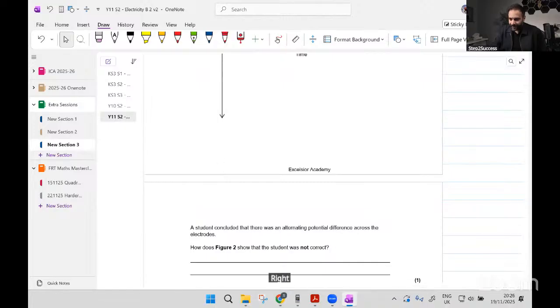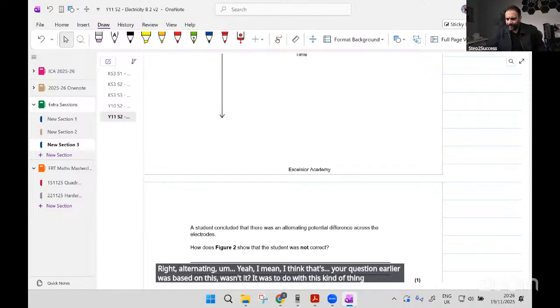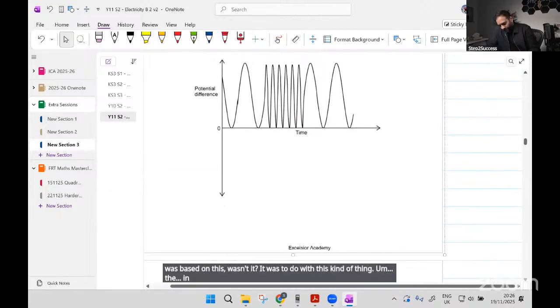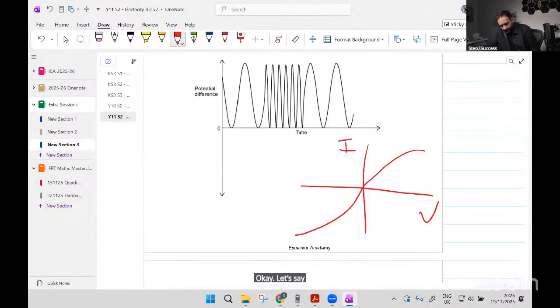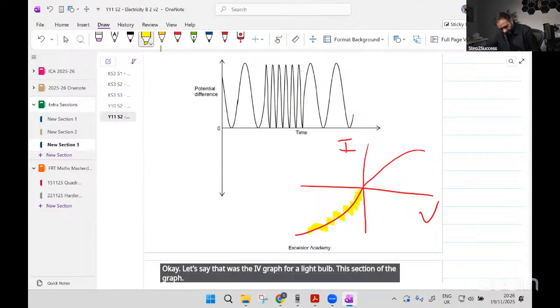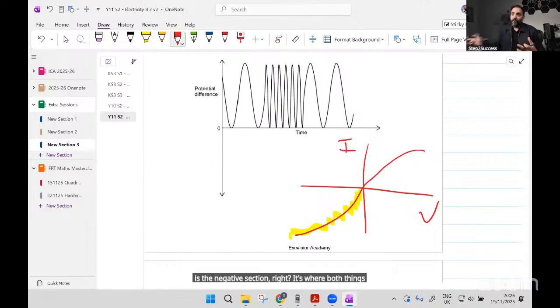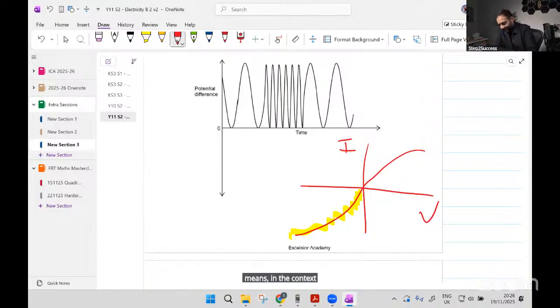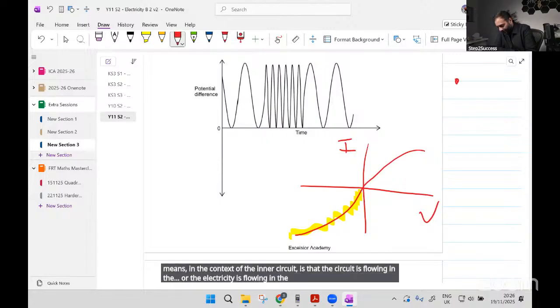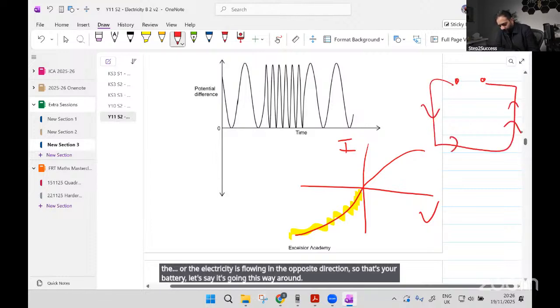Alternating. I think your question earlier was based on this. It was to do with this kind of thing, in your IV graphs. Let's say that's the IV graph for a light bulb. This section of the graph is the negative section, where both things are negative. What both things being negative means in the context of a circuit is that the electricity is flowing in the opposite direction. So if that's your battery, and let's say it's going this way around, then you would get positive values.